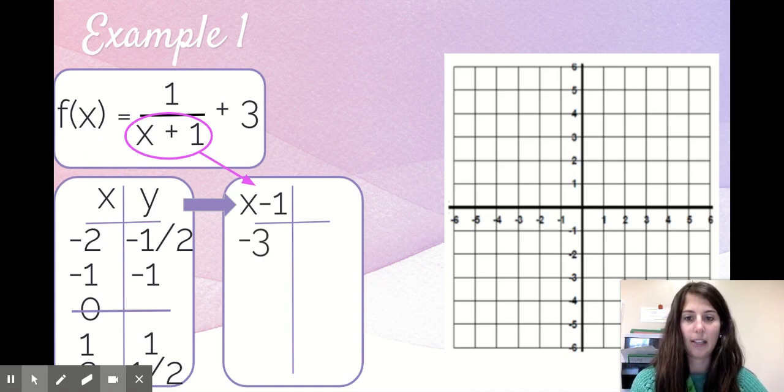Negative 2 minus 1 is negative 3. Negative 1 minus 1 is negative 2. 0 minus 1 is negative 1. 1 minus 1 is 0. And 2 minus 1 is 1.